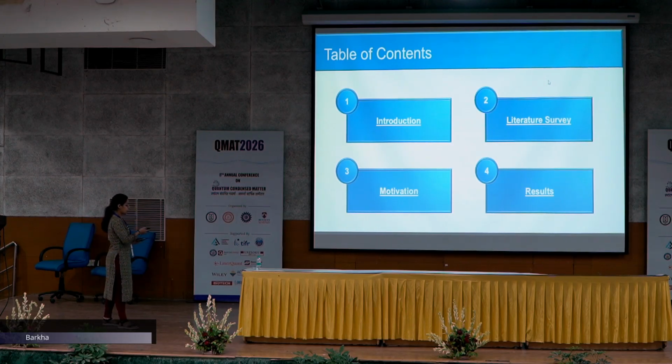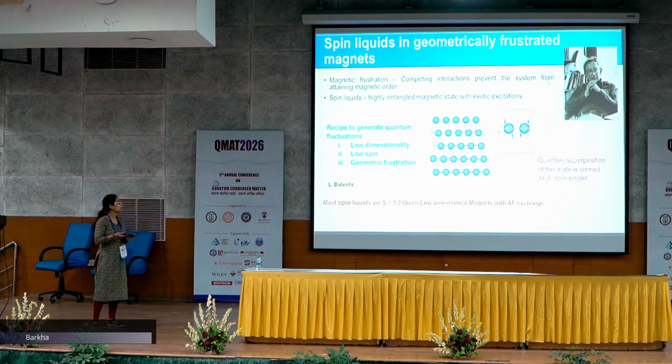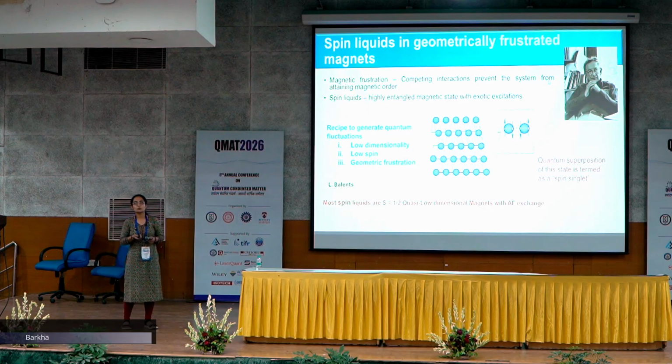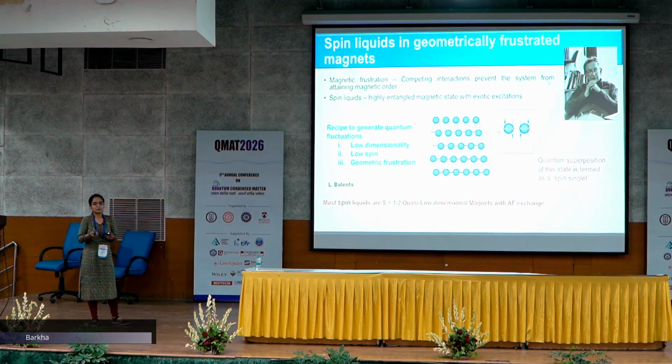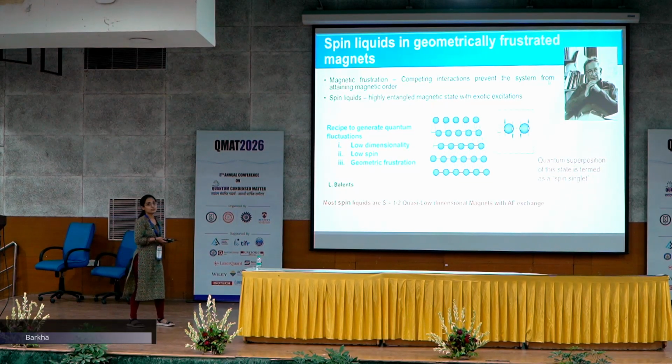First of all, I'll start by giving an introduction. Magnetic frustration refers to the competing interactions present in the system which prevent it from attaining conventional magnetic order. In day-to-day life, frustration comes from an emotional response of being blocked or stuck in some kind of way. But sometimes a little frustration can make our life interesting too, and similarly in physics it can lead to a highly entangled magnetic ground state with exotic excitations known as the spin liquid.